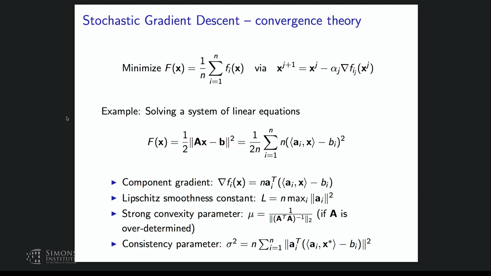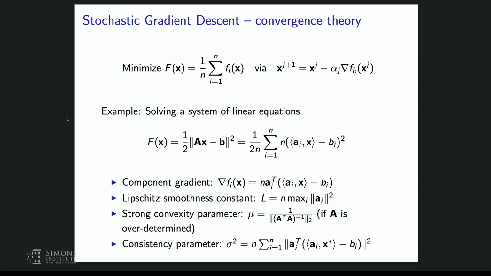So here we have that the Lipschitz smoothness constant from the previous slide is the maximum L2 squared norm of the rows of the matrix times n. The strong convexity parameter is going to be related to 1 over the norm of the inverse of our matrix squared, so that the condition number L over mu is close to the condition number of a matrix, except not quite, because it's L over the components, the component norms, rather than the whole matrix.